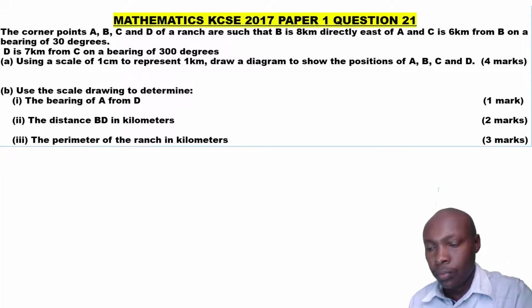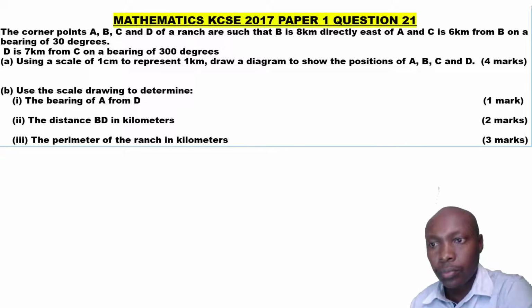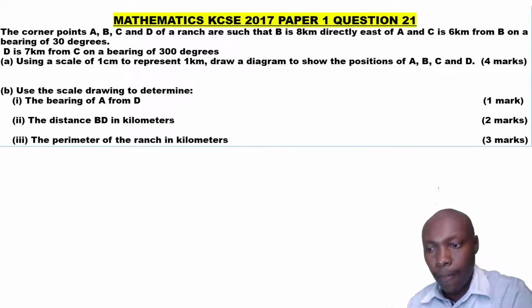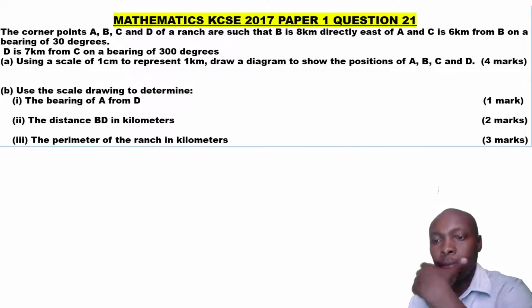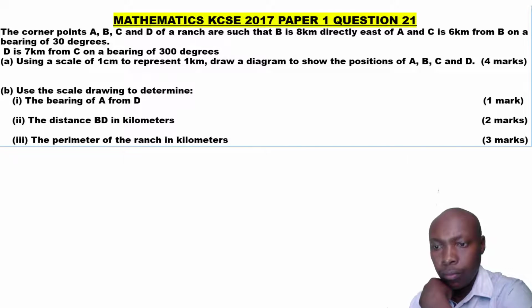Mathematics KCSE 2017 Paper 1 Question 21. The corner points A, B, C and D of a ranch are such that B is 8 kilometers directly east of A and C is 6 kilometers from B on a bearing of 30 degrees. D is 7 kilometers from C on a bearing of 300 degrees.